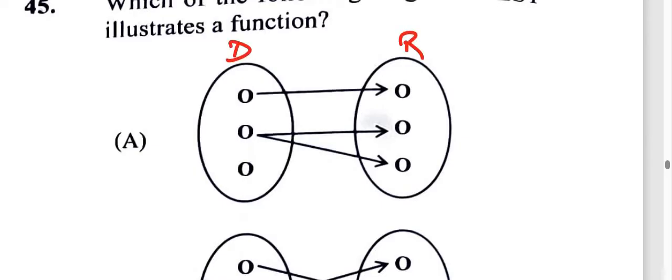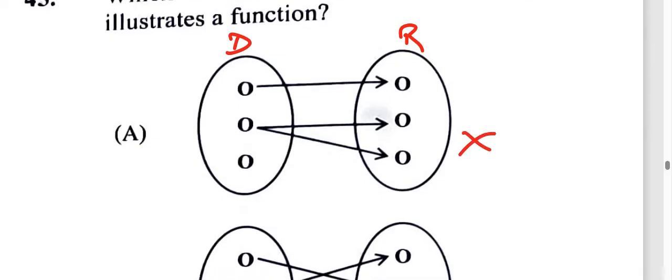You have one element in the domain mapping to two elements in the range. That cannot happen. One element in the domain must only map to one element in the range for it to be a function. In other words, it can be a many to one or a one-to-one. This is a one to many, so that's not a function.